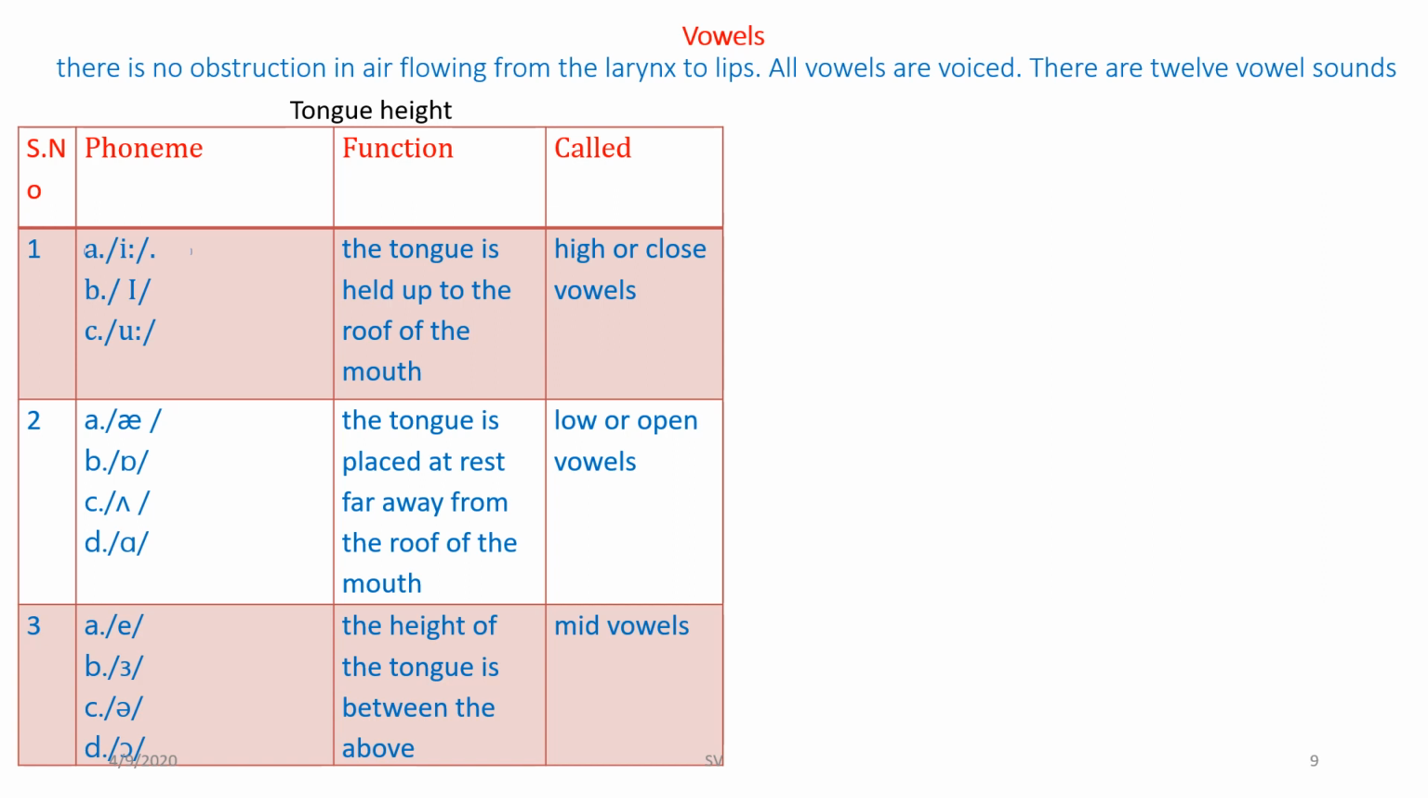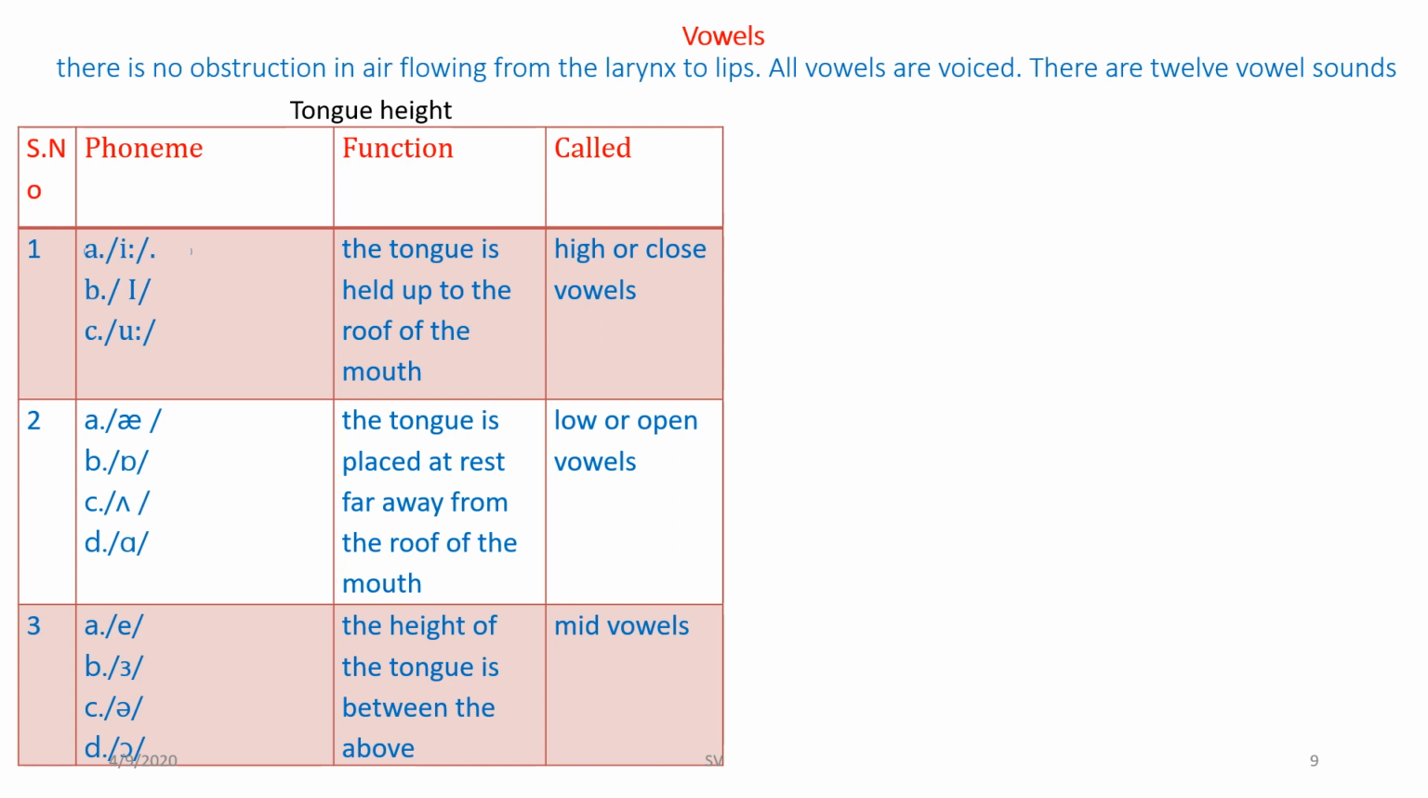Number 1. A is pronounced E. B is pronounced E. C is pronounced U. The function is the tongue is held up to the roof of the mouth. It is called high or close vowels.